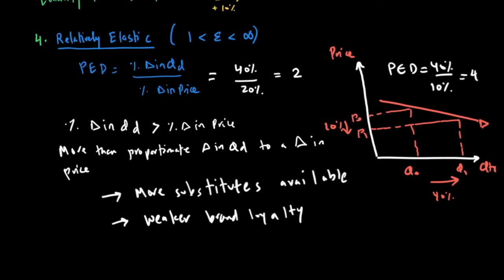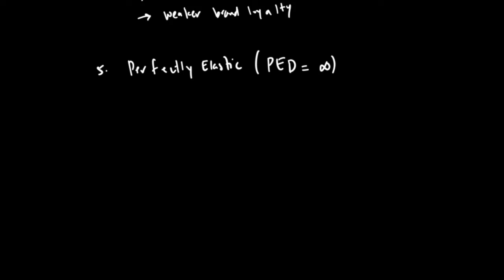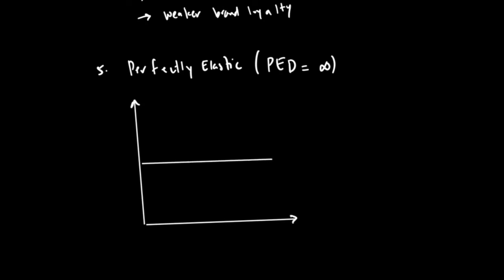The last case we want to discuss is what we call a perfectly elastic good. A perfectly elastic good is a good where the PED is equal to infinity. Now this is a good where your demand curve is completely horizontal, completely flat, and let me show you an example.